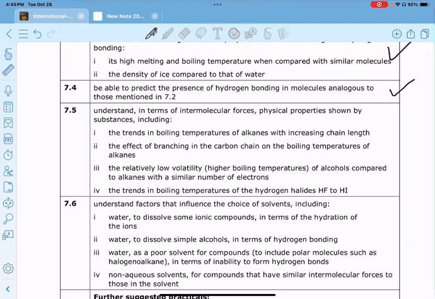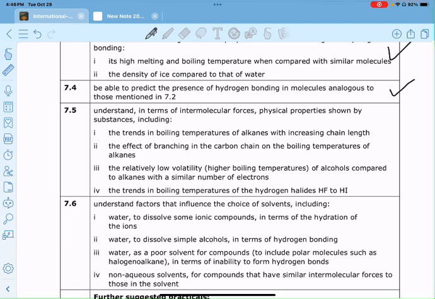Understand in terms of intermolecular forces, physical properties shown by substances, including trends in boiling temperature of alkanes with increasing chain length. We talked about this already, like we talked about C6H14 and CH4. That's hexane and methane. We talked about those already. The effects of branching. Yeah, branching is something we have not talked about yet. So, with branching, there is going to be a slight change over here, okay?